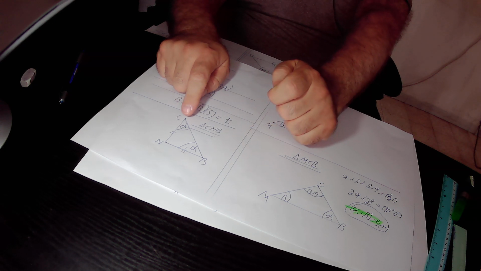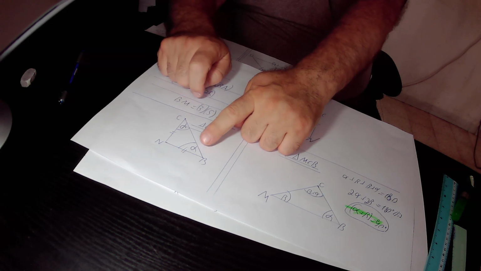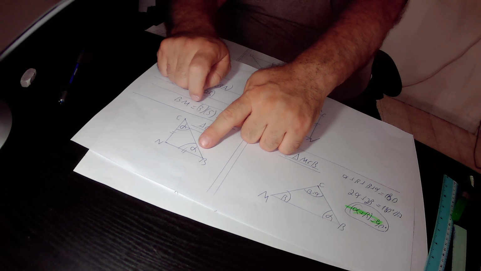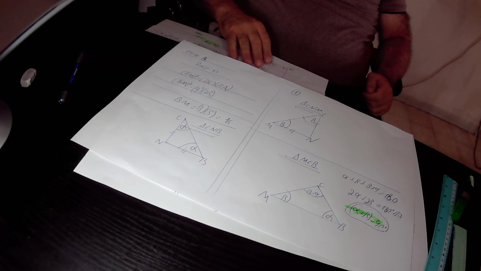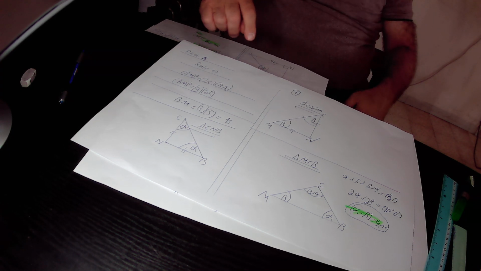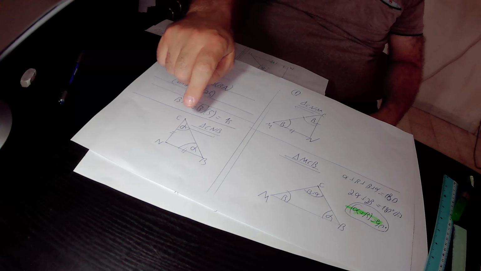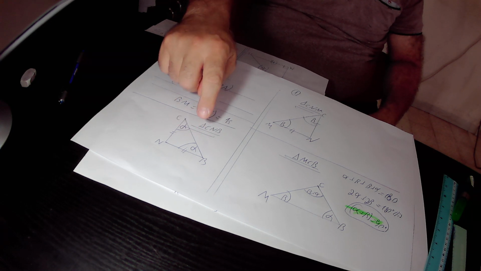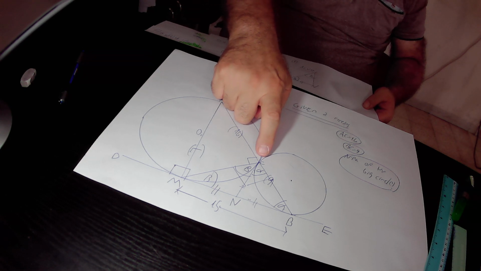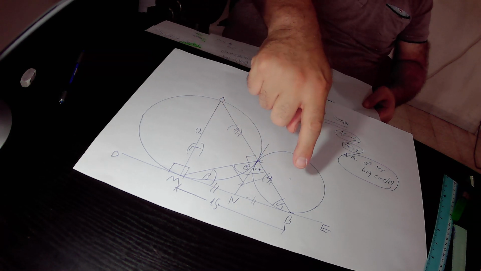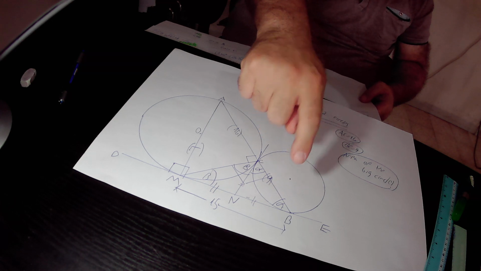So if we define the size of this angle as alpha, then this angle must also be equal to alpha, according to the rule that I mentioned. So in total, we found out that angle NCB equals alpha and angle NBC also equals alpha. This is angle NCB, equal to alpha, and this is angle CBN, also equal to alpha.